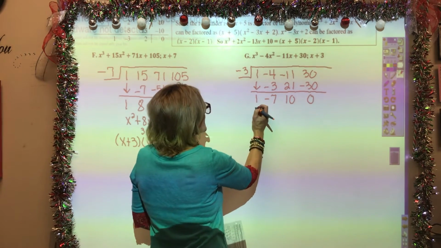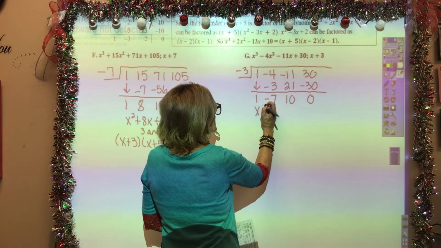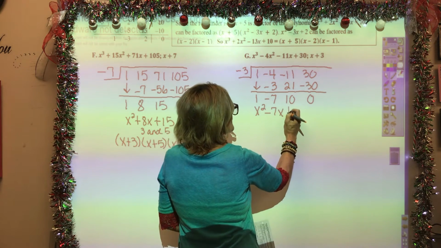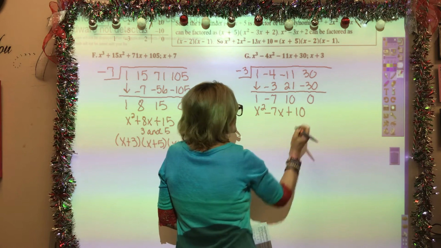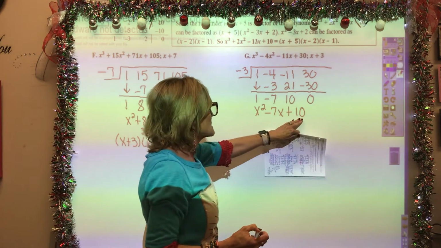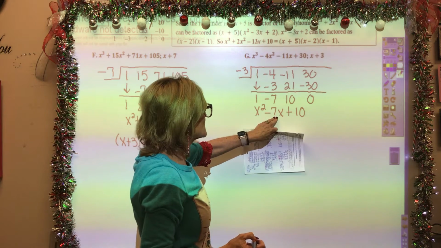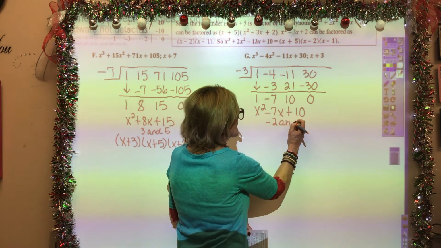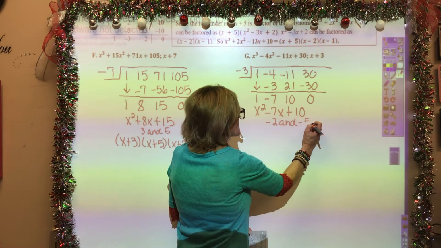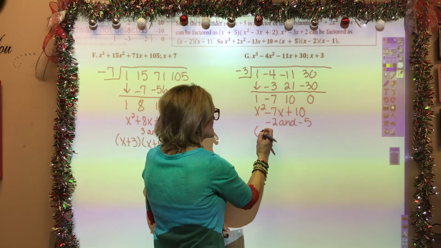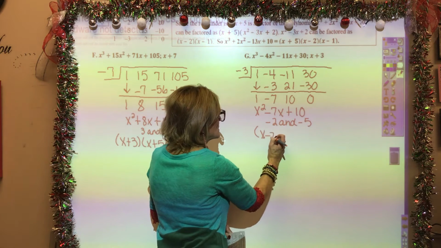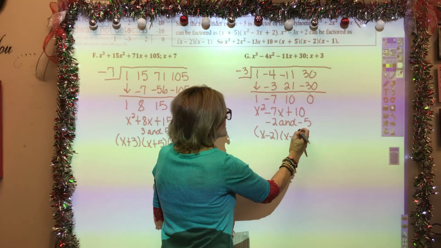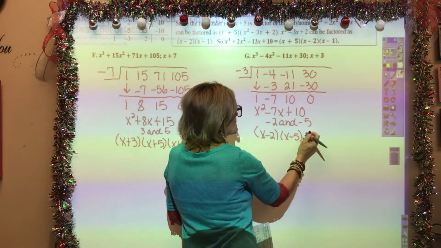Bring our powers down by 1, so we will have x squared minus 7x plus 10. We want to know what multiplies to 10 and adds to negative 7. That would be a negative 2 and a negative 5. So we will have x minus 2, x minus 5, and our initial factor of x plus 3.